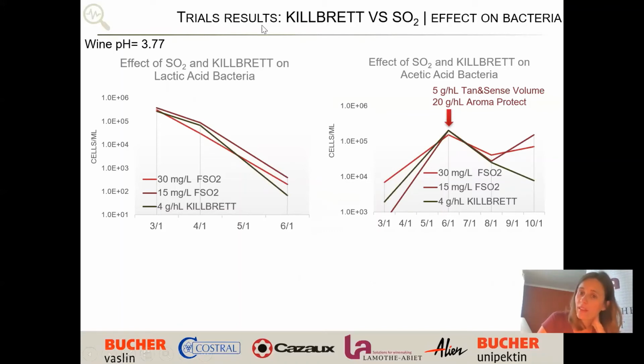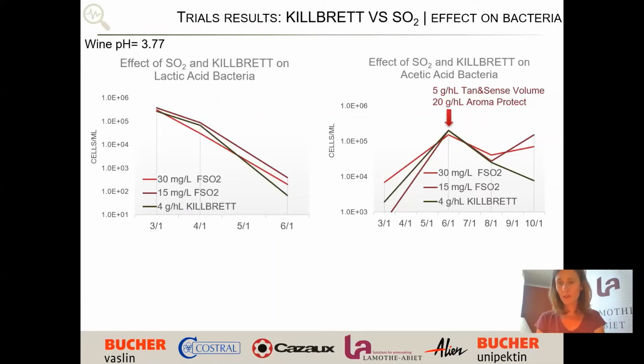Then if we look at the effect on acetic acid bacteria, you can see that at the beginning of this trial, we did not have a very good handle on acetic acid bacteria. They start to grow, especially in June when it starts to be warmer. But we also realized we had dissolved oxygen. So at this point, we used Tanessence Volume that I talked about previously, untoasted oak tannin, and Aroma Protect, our yeast derivative rich in glutathione.